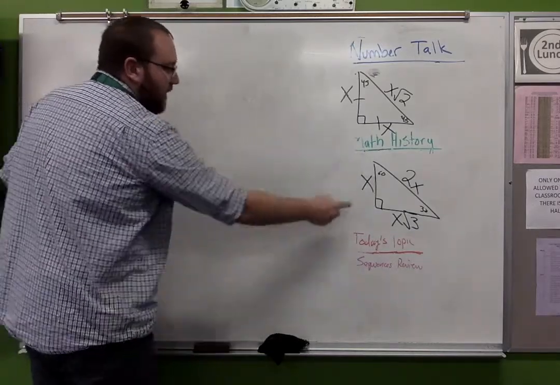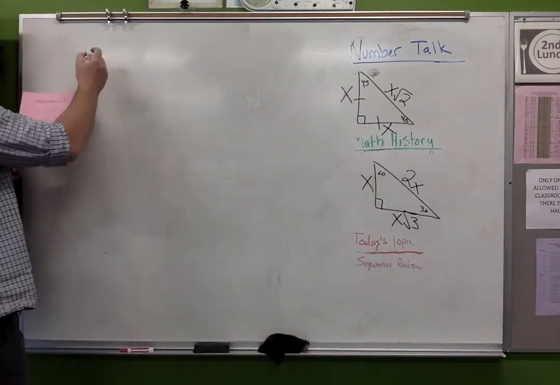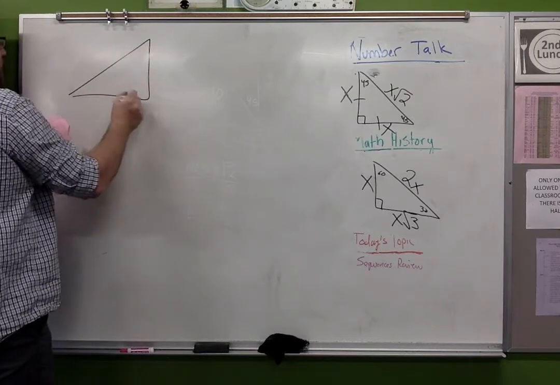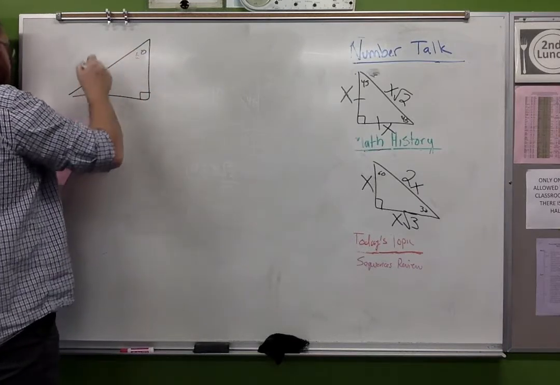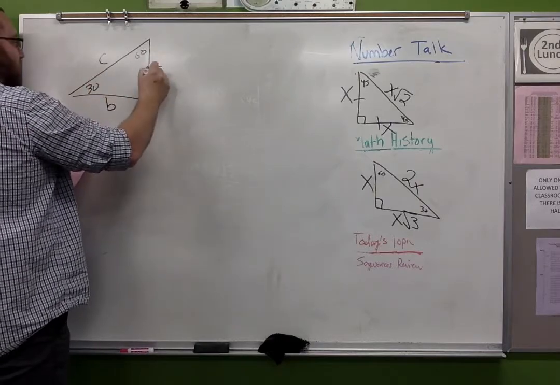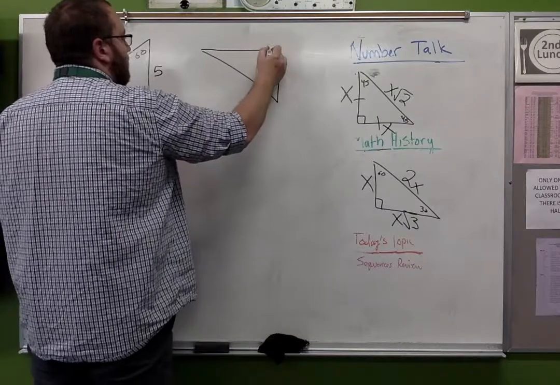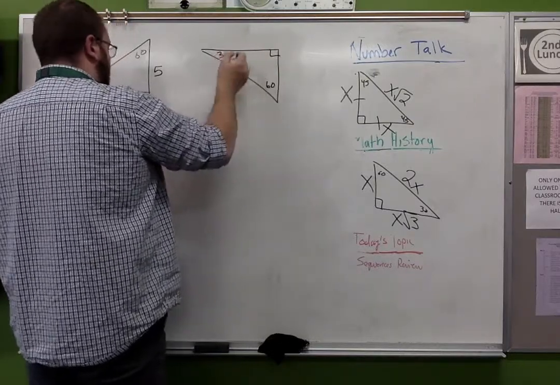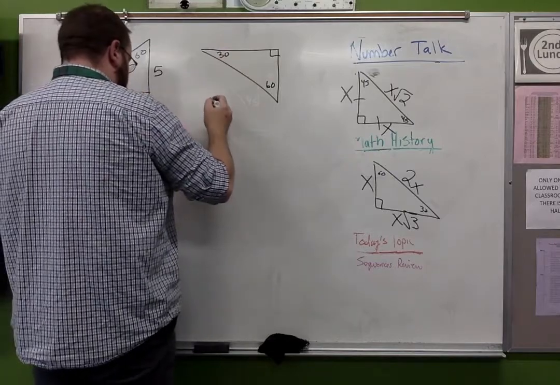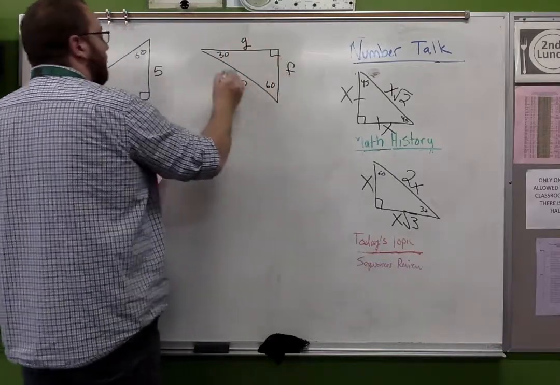Okay, now we're using this pattern over here for 30, 60, 90. Let's see. 30, 60, 90. C, B, this is 5. And this one, 60, 30, 90. Let's see, this is G, this is F, this is 20.